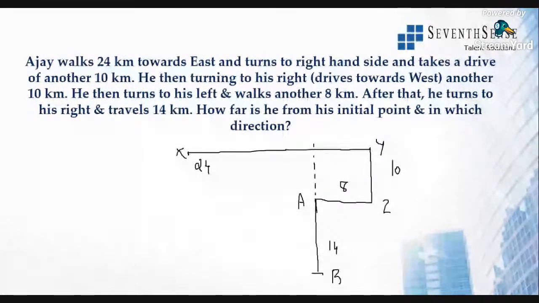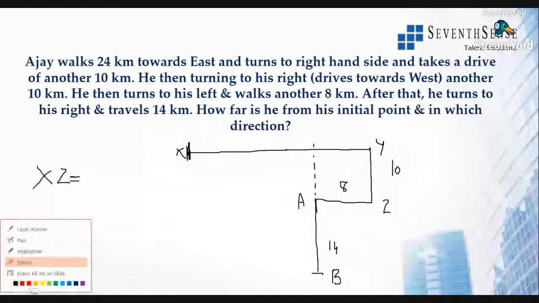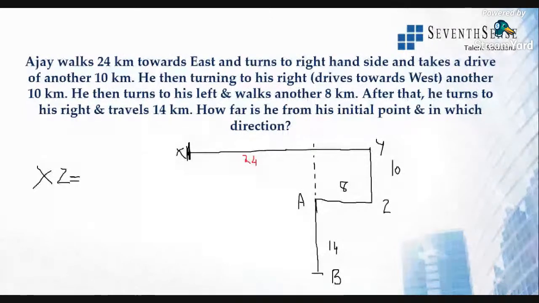Let us say B. What are they asking? How far is he from his initial point? This is the initial point. So they're asking XZ. Okay, no worries, Kavya. I'll help you out. This is XZ. All right, I'll just draw it neatly for you. So this is 24. So there will be this triangle formed. They're not asking XZ, sorry. They're asking XB, the XB distance.